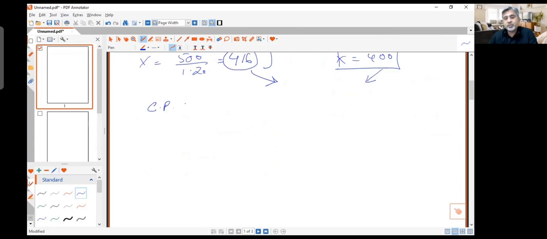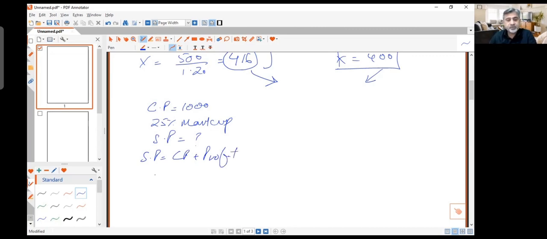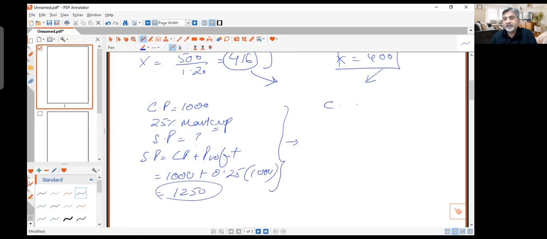Now let's create another scenario. I say that cost price is 1000 and you have 25% markup on that. How much was the selling price? Before, I was given the selling price; this time we are calculating the selling price. Selling price is equal to cost price plus profit. Cost is 1000, plus it is markup, so it is 25% of 1000, and you get the number 1250. Simple. But for the same question with margin, I'm taking the same data: cost price 1000, 25% margin, and find out how much is the sales price.